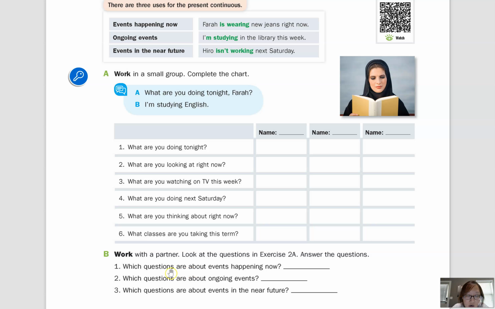Which questions are about events happening now? Which questions are about ongoing events? And which questions are about events in the near future? So these questions are talking about the ones in exercise A. So you can write the numbers, like numbers 1 and 3 and whatever. So let's go ahead and take some time to do these questions and exercise B as well. And when you're finished, you can continue. So pause the video and continue when you're finished.